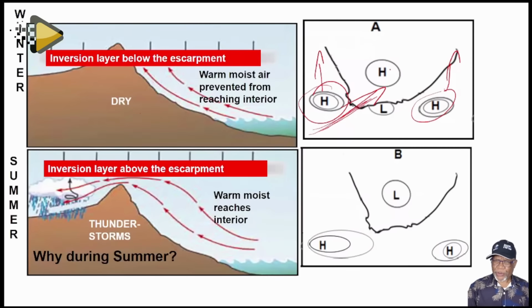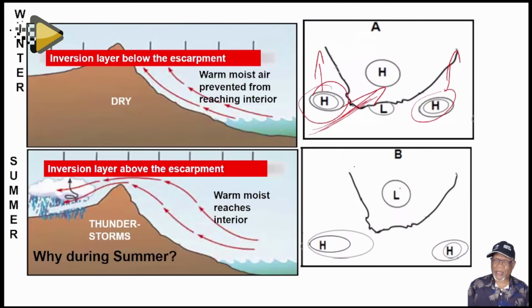Now, this is summer. Why do we say it's summer? There is L. What does L represent? Low pressure. Why do we have low pressure? Because the temperatures are high and the air is rising. And therefore, what do we see now?